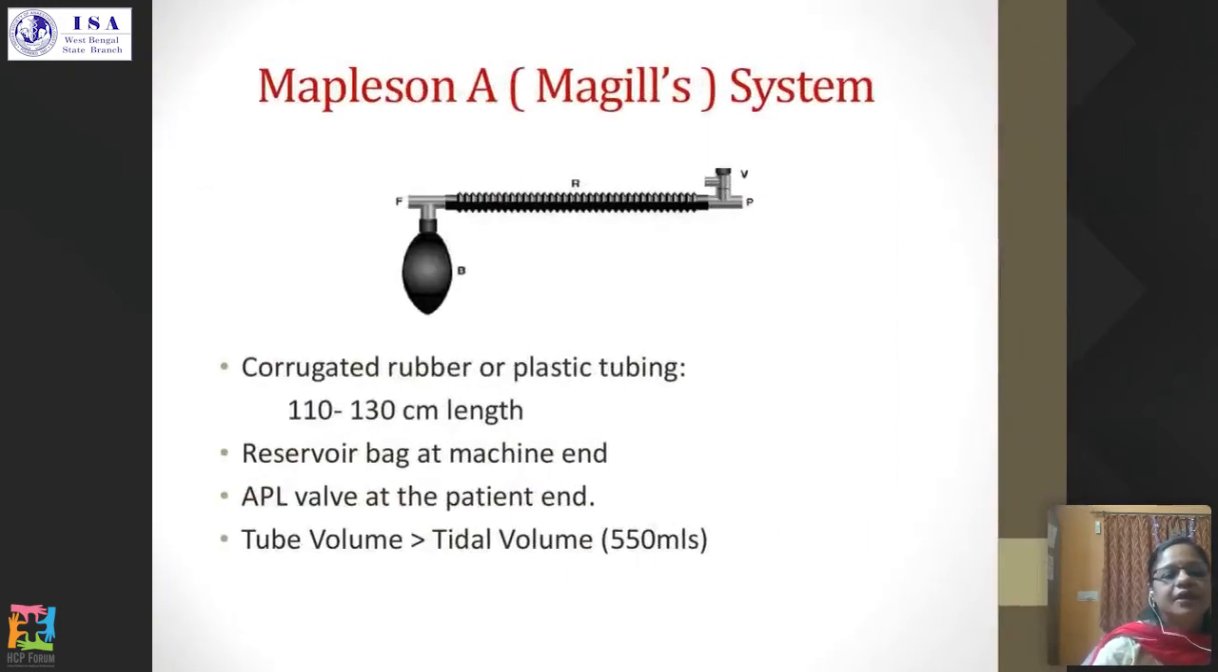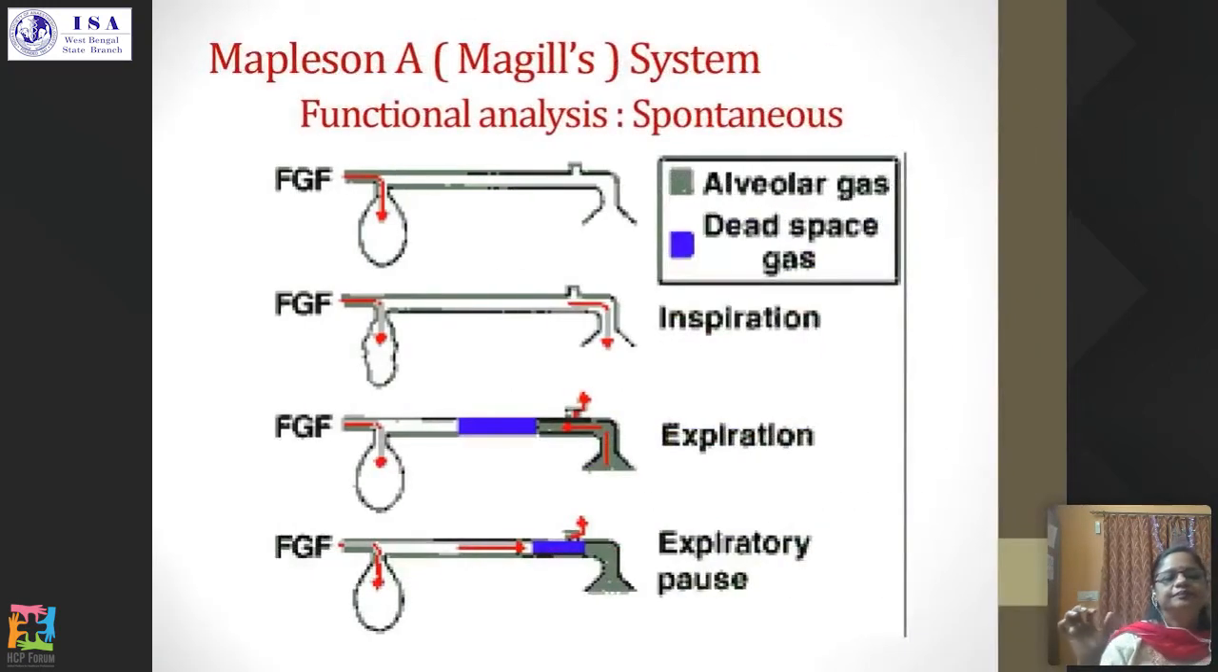It has a corrugated rubber tubing that is 110 to 130 centimeters in length. The reservoir bag is at the machine end. The APL valve is at the patient end, and the tube volume is more than the tidal volume. Now, this is the functional analysis of the Mapleson A system in spontaneous respiration.